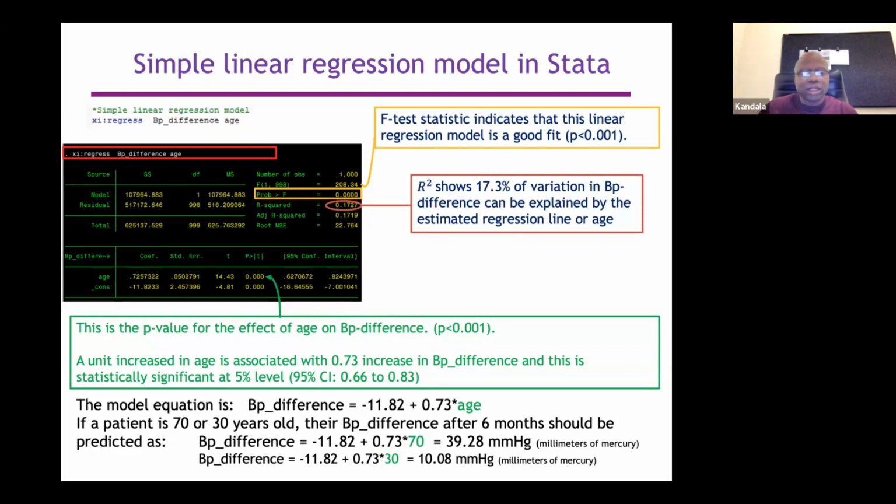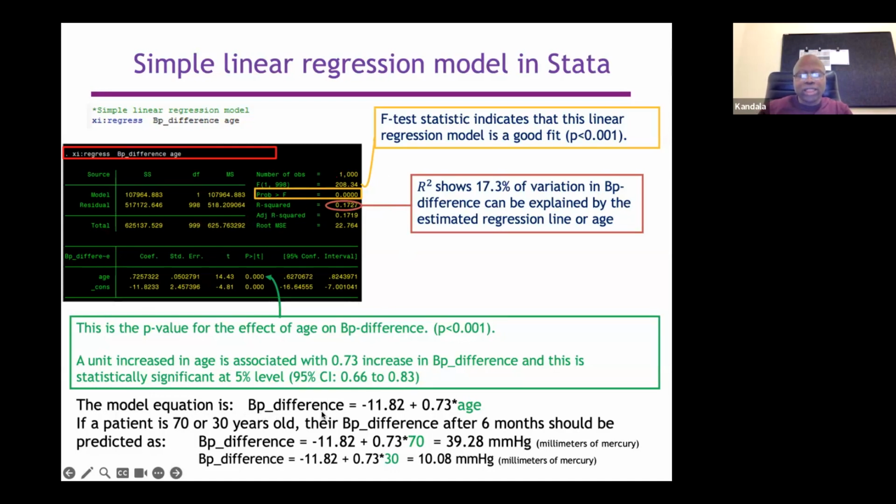Judging by the p-value, this is statistically significant. There is also a confidence interval, so the variation of this difference can be as low as 0.66 and as high as 0.83. With this, we are satisfied with the model equation.